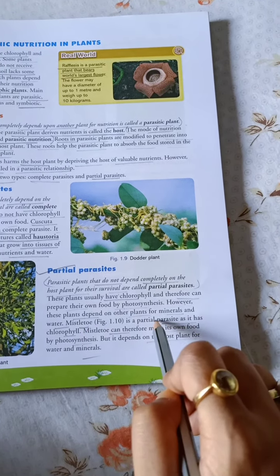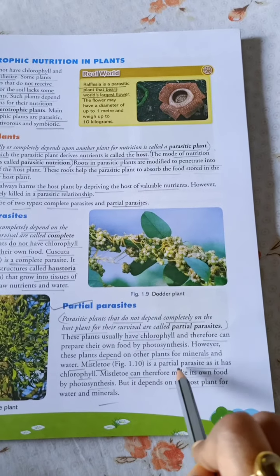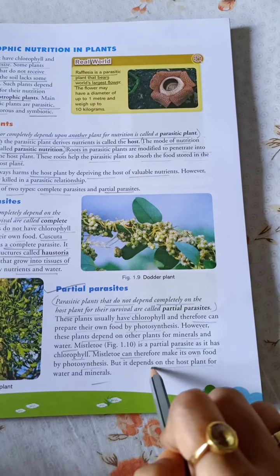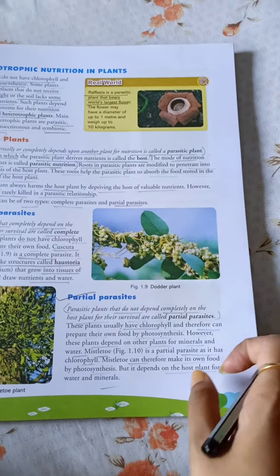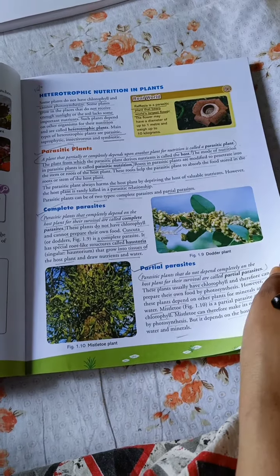Mistletoe is a partial parasite as it has chlorophyll. Mistletoe can make its own food by photosynthesis but depends on the host plant for water and minerals. So we can see that parasitic plants are of two types, complete parasites and partial parasites.